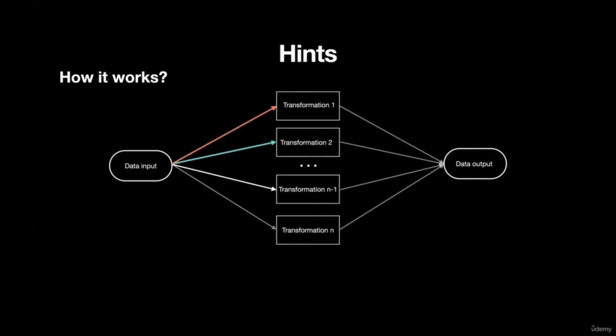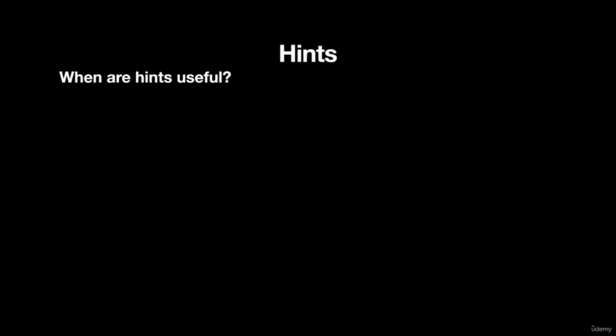But hints allow a path not only to be taken into account, but also to be excluded. This is necessary, for example, to remove paths that lead to any bugs. Then the optimizer will not take it into account and will choose another path. So, where are hints useful? When the optimizer chooses the wrong query path, basically.